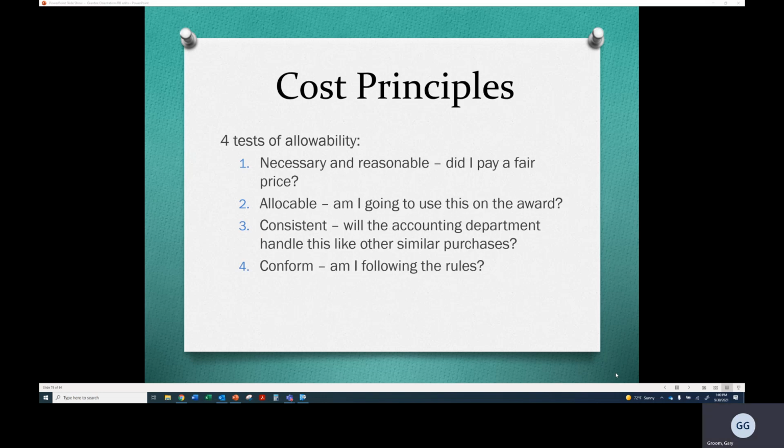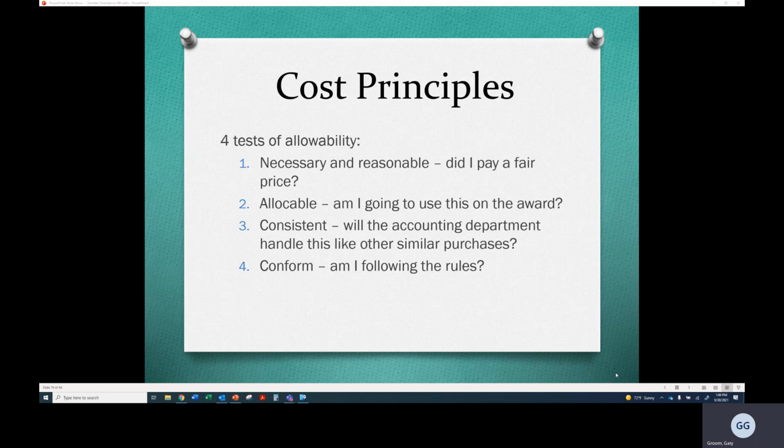As mentioned previously, the cost principles can best be described as the tools to help determine whether a particular cost can be charged to your grant award. To determine if a cost is allowable, the following 4 questions should be asked. Is the cost necessary and reasonable? Is it required for project performance? And is the cost no greater than what someone would normally pay for the same good or service?